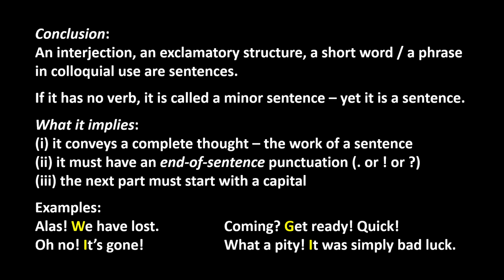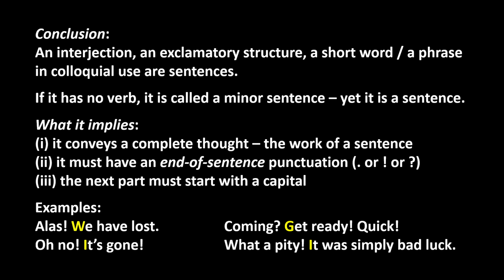Second, it must have an end of sentence punctuation. Alas, exclamation mark. Coming, question mark. It must have an end of sentence punctuation. Point number 3, the next part must start with a capital. Like alas, exclamation mark. Then the next sentence, we have lost, W is capital. Oh no, exclamation mark. Then it's gone, I is capital. Coming, question mark. Get ready, G is capital. What a pity, exclamation mark. It was, see, I is capital.